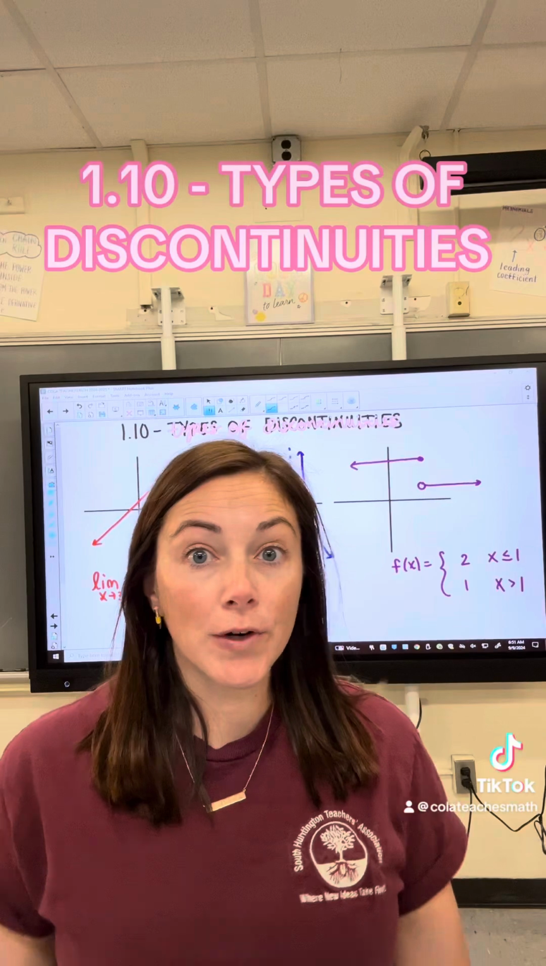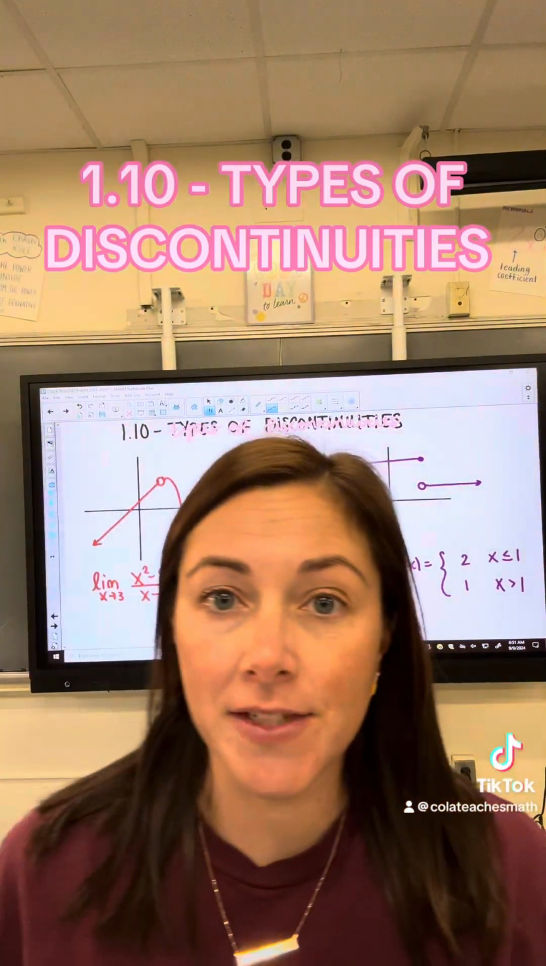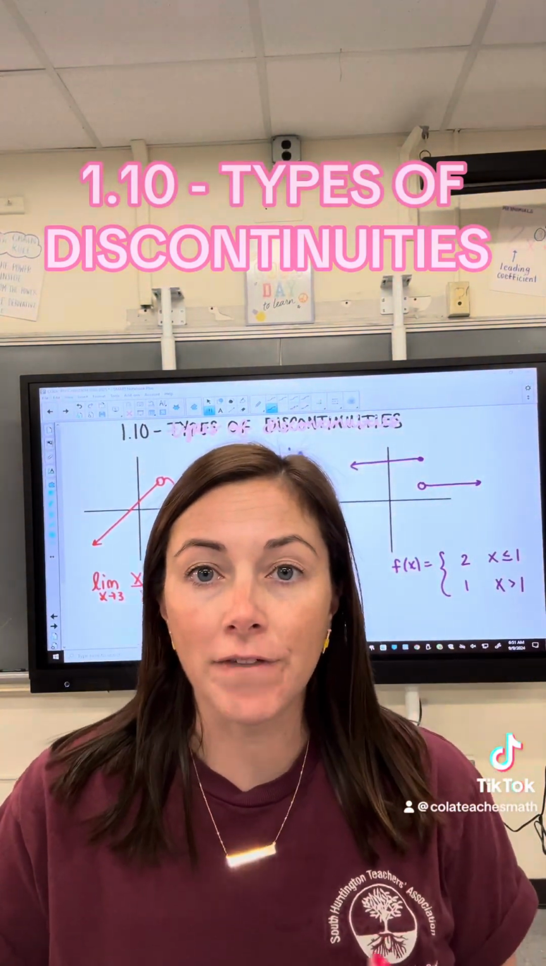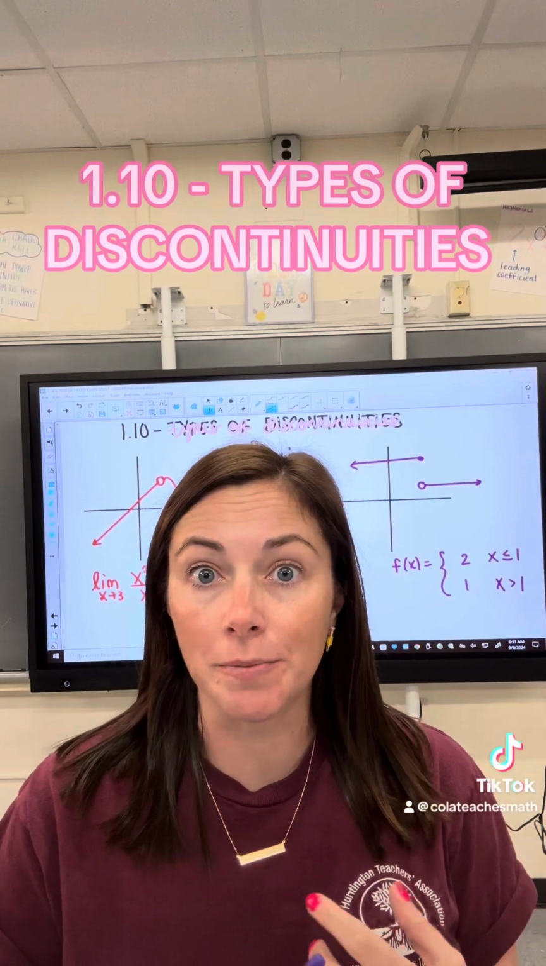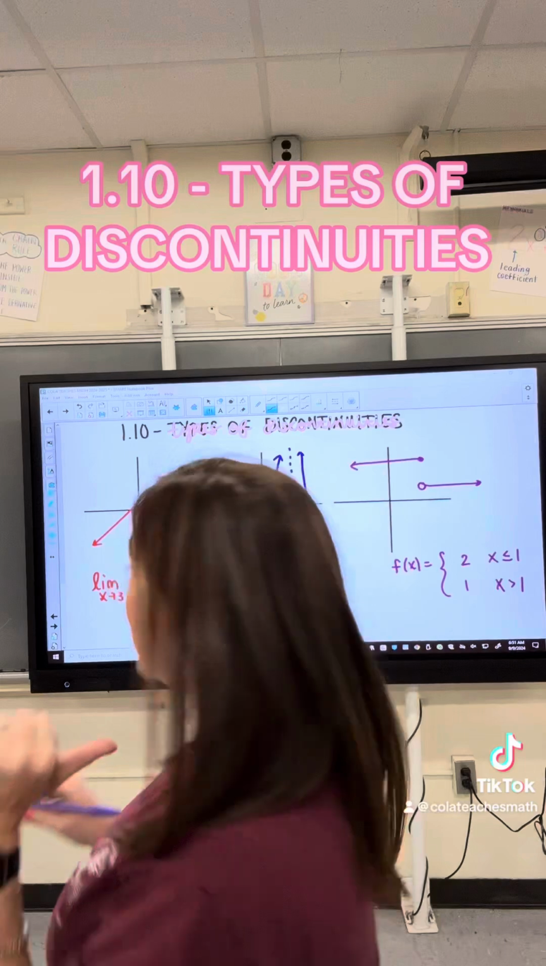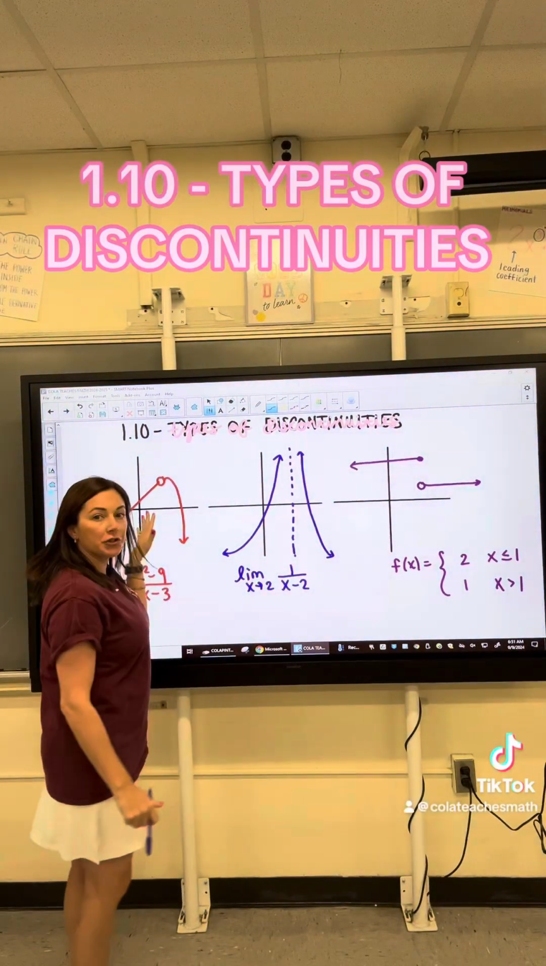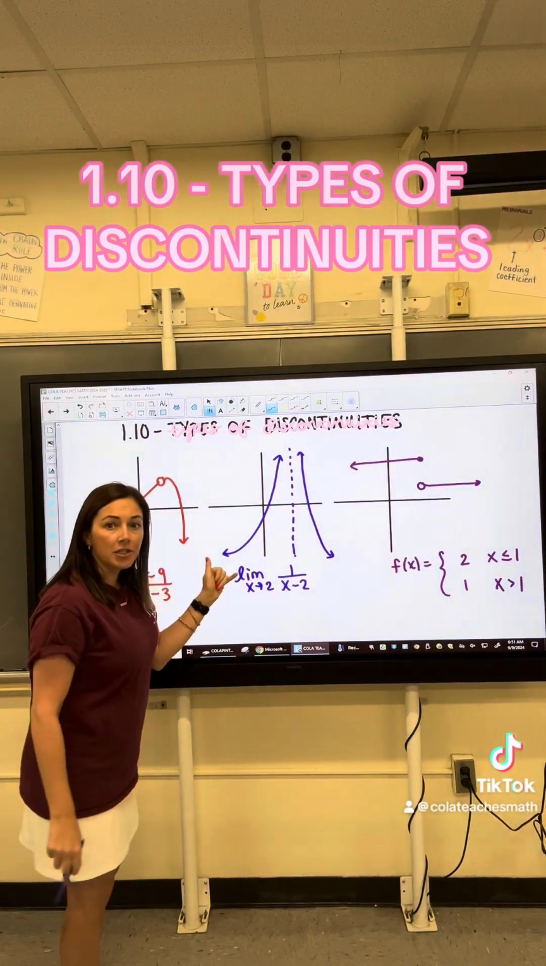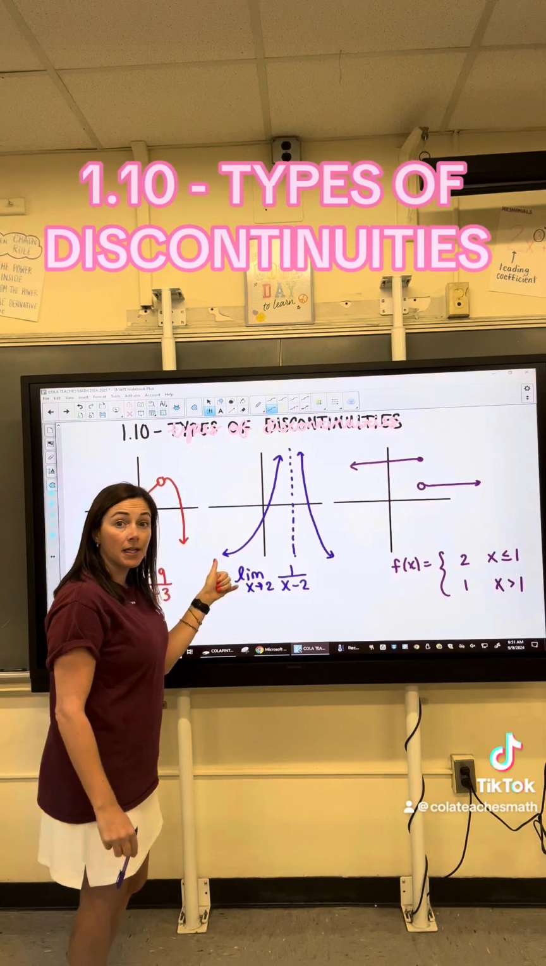All right, we're gonna go over 1.10, types of discontinuities: holes, vertical asymptotes, and jump discontinuities. So follow along, I'll give you a visual and a quick example. All right, so first picture here, remember continuity means I can draw the graph without picking up my pencil.